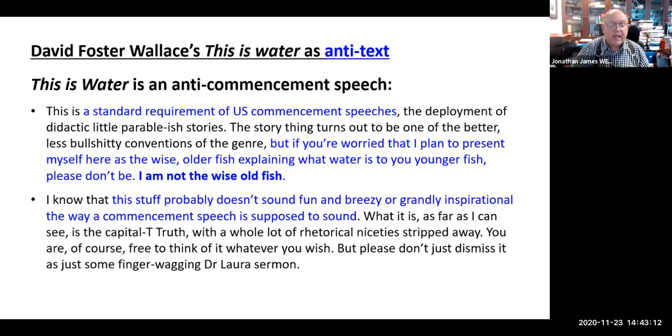As he himself says, it's the standard requirement of U.S. commencement speeches, the deployment of stories. But he is not here to tell the story. He's not here to be the wise old fish telling the younger fish what they're supposed to do. And as he concludes, this stuff probably, he says, doesn't sound fun and breezy or grandly inspirational. Not the way a commencement speech is supposed to sound.